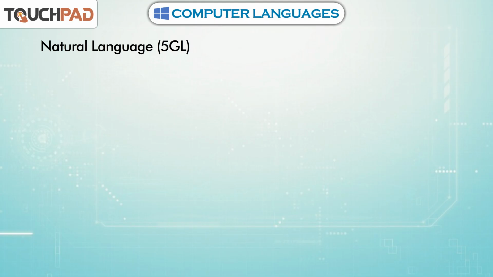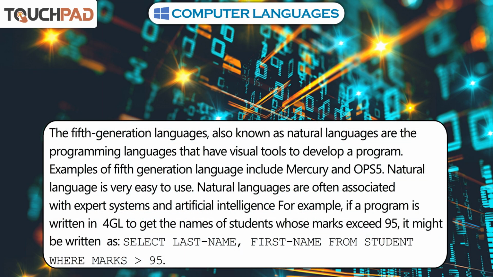Natural languages, 5GL. The fifth generation languages, also known as natural languages, are the programming languages that have visual tools to develop a program. Examples of fifth generation language include Mercury and OPS5. Natural language is very easy to use. Natural languages are often associated with expert systems and artificial intelligence.